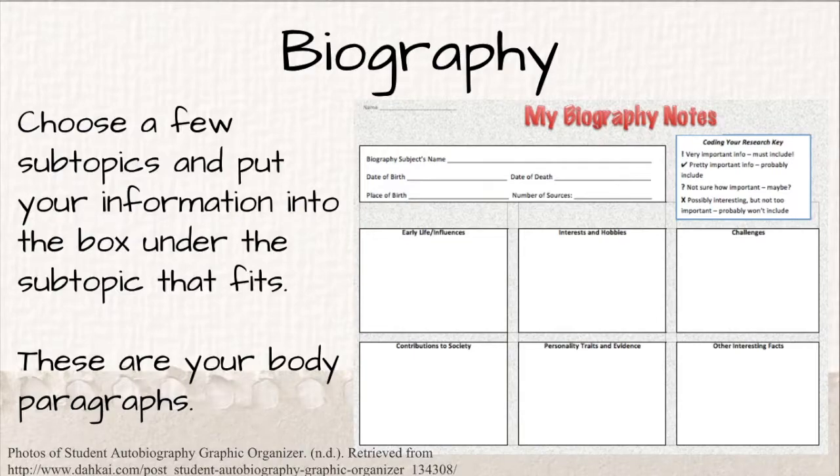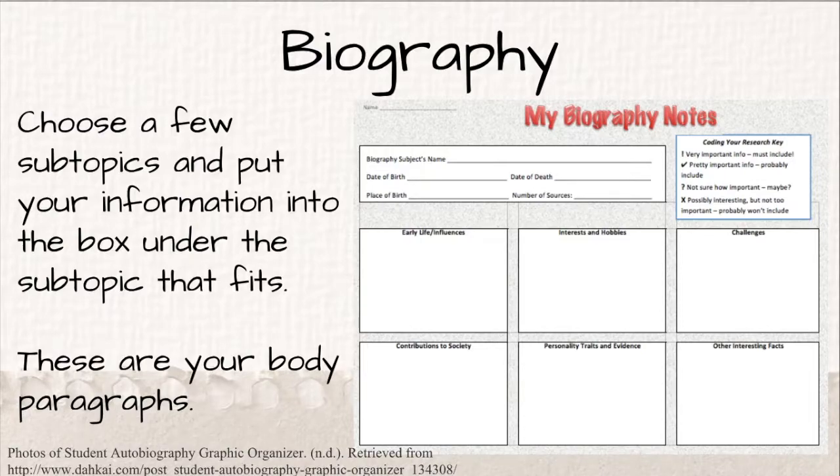For the biography type of essay, there are certain subtopics that you can use to put your information into groups. So some of the subtopics in this graphic organizer that I found online are early life influences, interests and hobbies, challenges, contributions to society, personality traits and evidence, or other interesting facts.